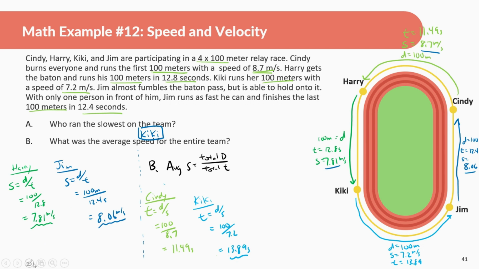Okay, I'm going to do this in black again. So this is going to be total distance, which is 400 meters, 100 plus 100 plus 100 plus 100. And then the total time, which I'm going to put in parentheses, starting with Cindy, is going to be 11.49 plus 12.8 plus 13.89 plus 12.4. Okay, now let me just put this in the calculator: 400 divided by parentheses 11.49 plus 12.8 plus 13.89 plus 12.4. And what do we get? The average speed is 7.91 meters per second.